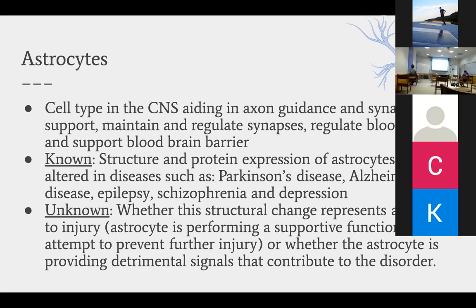So again, a little background on astrocytes. They are a cell type within our nervous system that aid in axon guidance and synaptic support. So they're very important, and they maintain and regulate our synapses. They regulate our blood flow in our brain and support the blood-brain barrier. All really crucial things for our lives. There's a lot known about them, but there's a ton that's unknown as well. So the structure and protein expression of astrocytes are altered in different well-known diseases, like Parkinson's, Alzheimer's, epilepsy, schizophrenia, and now they're finding things in depression and anxiety as well.